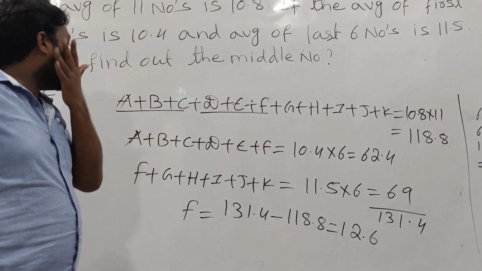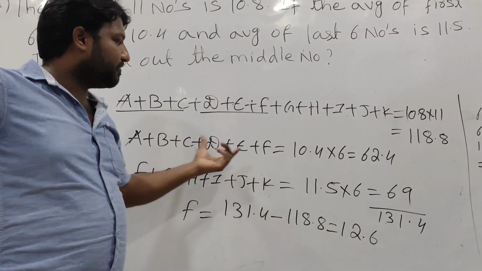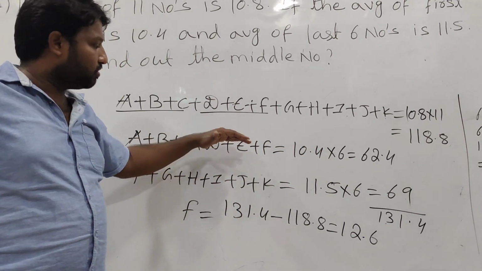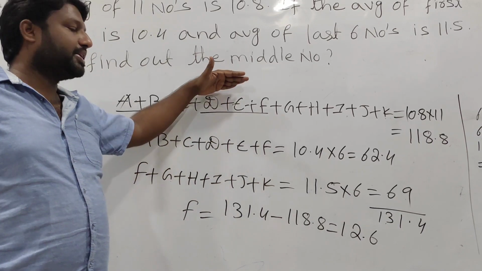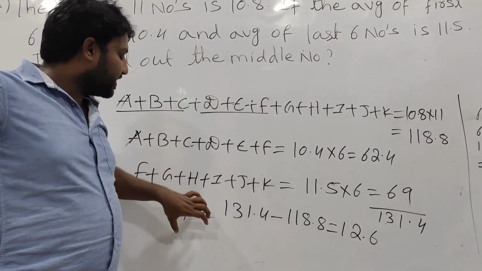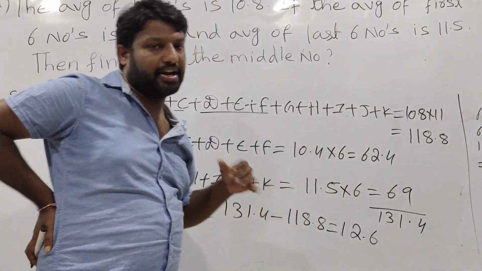So what I have done is I have taken 11 numbers, then I found the sum. For the first 6 numbers I found the sum, and for the last 6 numbers I found the sum. I added these 2 sums, giving a total of 12 numbers. Out of these 12 numbers I subtracted the total of the 11 numbers. Here F is repeated, so every other number gets cancelled and only the F value remains. The F value is nothing but this sum minus this sum. I am getting that F value.